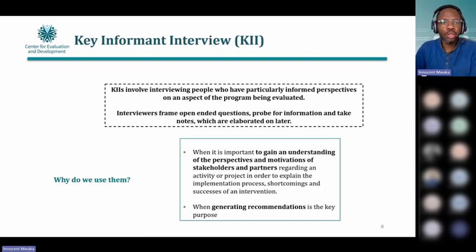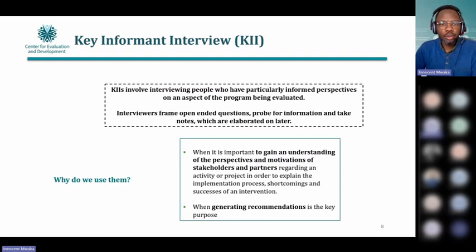So when we think about key informant interviews, what comes to mind immediately? This basically involves interviewing people who have particularly informed perspectives on an aspect of the program being evaluated. Here the interviewers try to frame the questions as open-ended questions, and also probing questions, to get some more in-depth information. They take notes which are later elaborated.